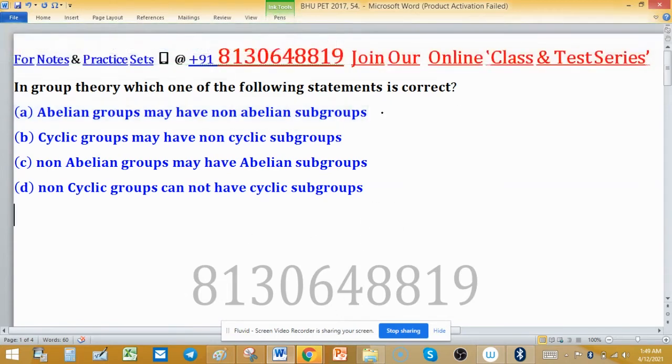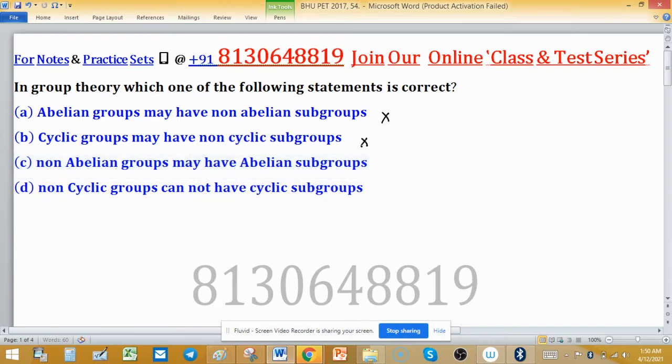Now come to the second statement. A cyclic group may have a non-cyclic subgroup. A cyclic group has a subgroup; it means that the generator will generate the whole subgroup, so it will be cyclic. So again this statement is wrong.